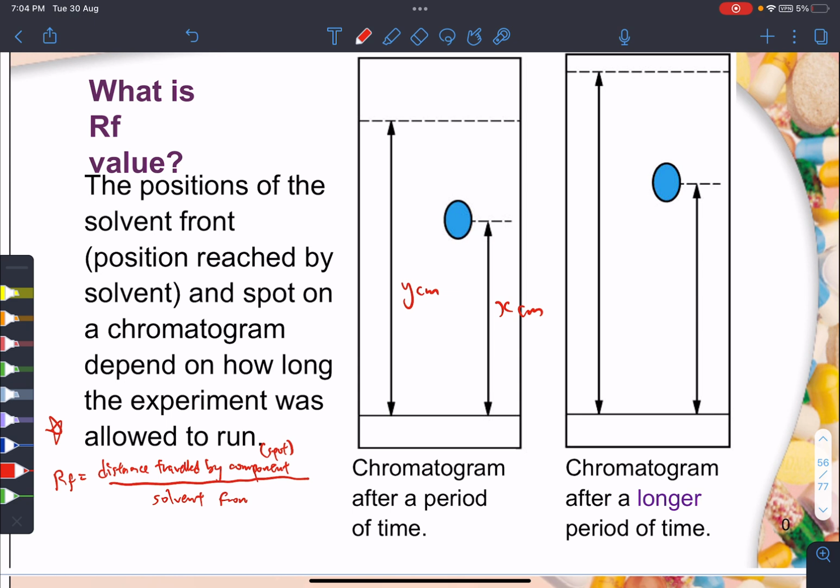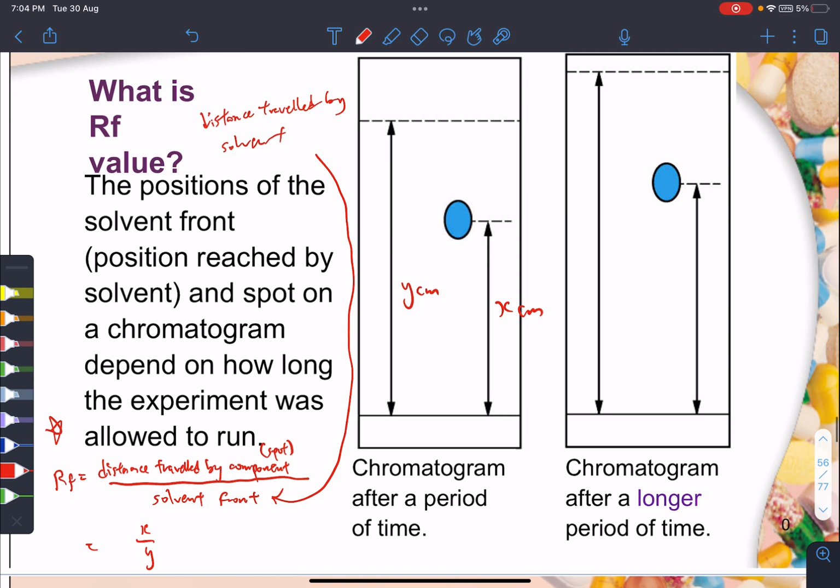Solvent front means the distance traveled by the solvent. So in terms of numbers, it is actually just X over Y in this case. So that's how you figure out your Rf value.